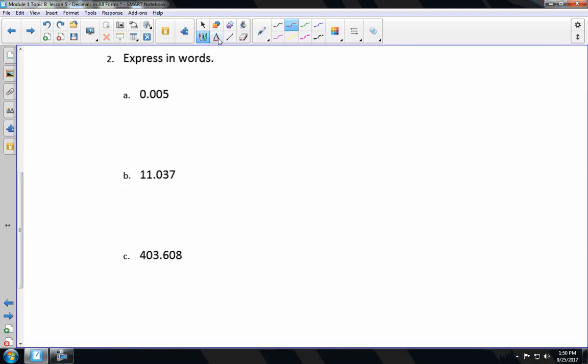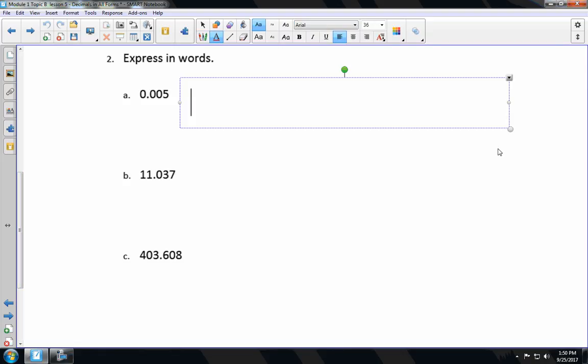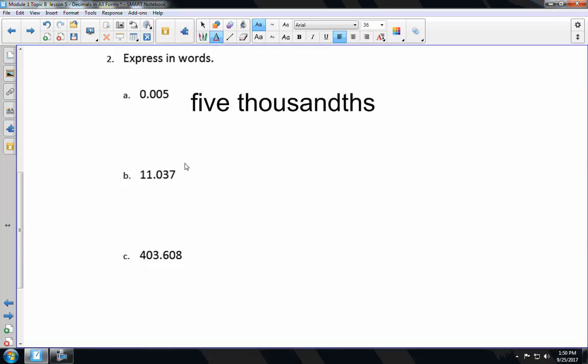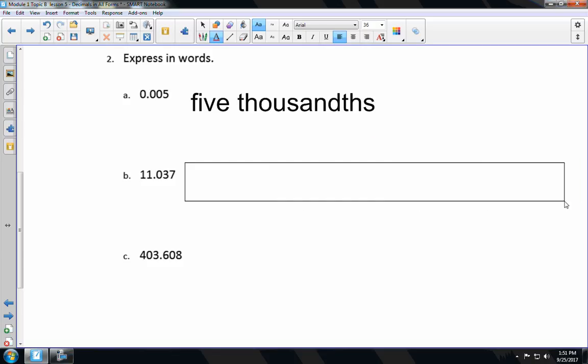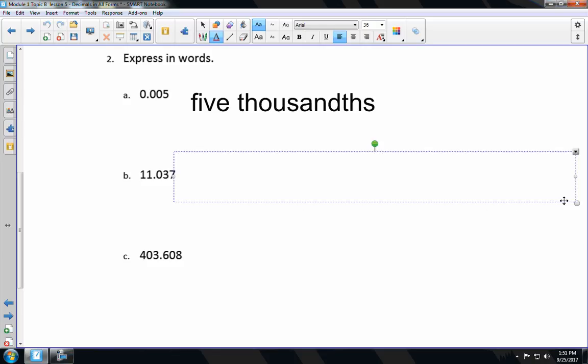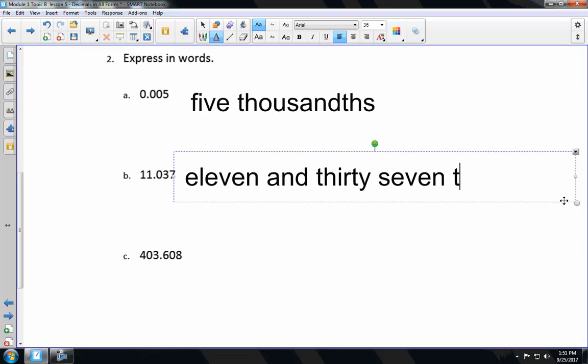Sometimes we have to put things into words. So for this one, I'm looking that it's all the way to 3 spots over. So I have 5 thousandths. Over here, first I'm going to read the numbers all the way to the left before the decimal, and that is an 11. The decimal tells me and then I read everything to the right, which is 37 thousandths.